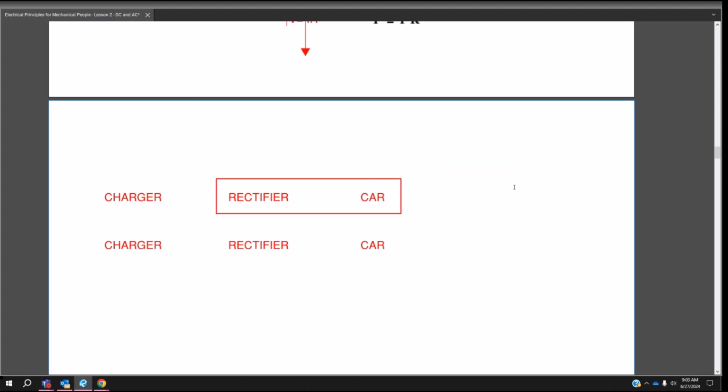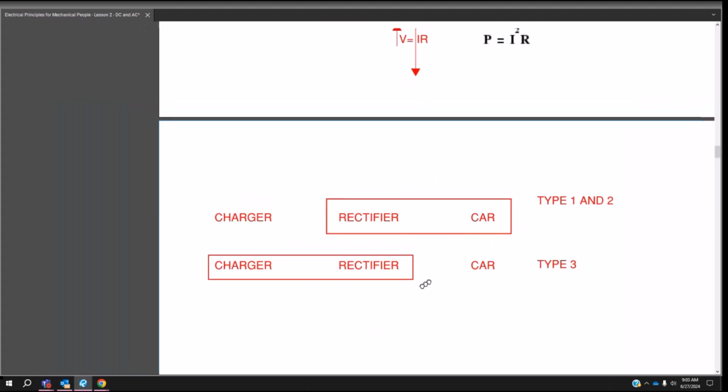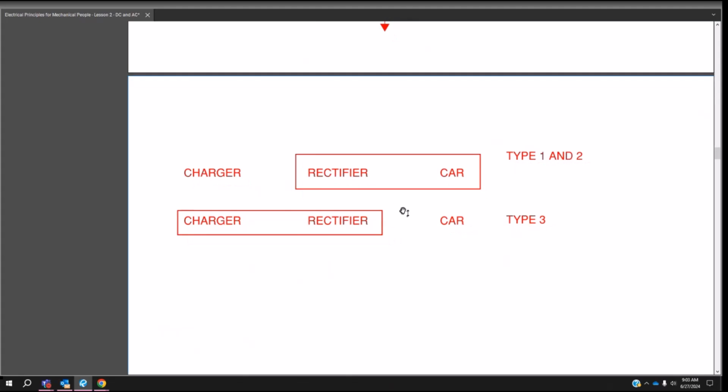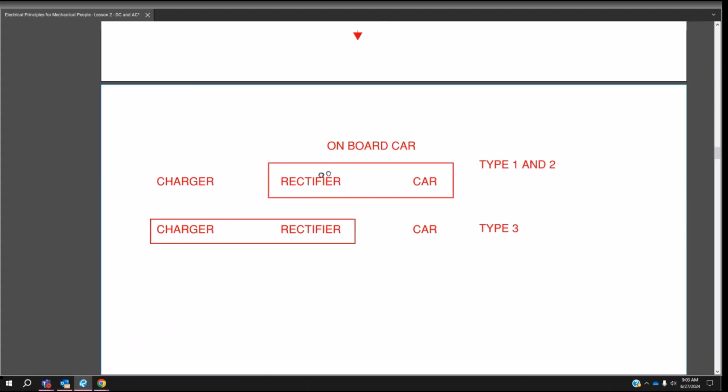It's going to be type 1 and 2. And I know the electric vehicle is the smallest little sliver of what we see. All right. So, type 1 and type 2, you have AC going in, right?